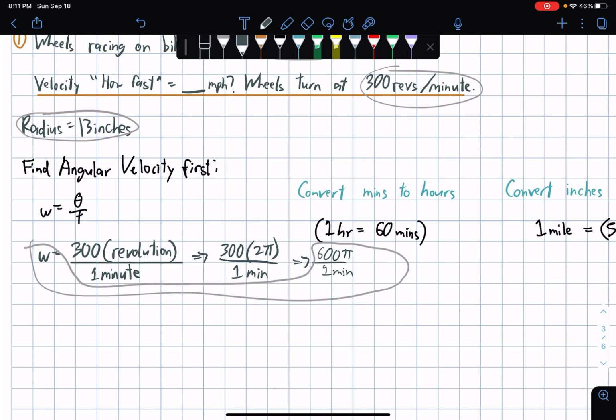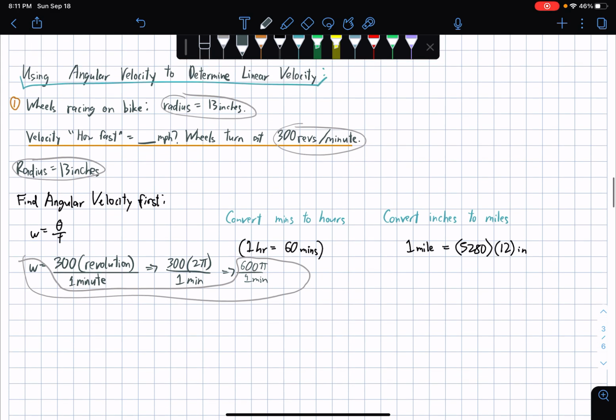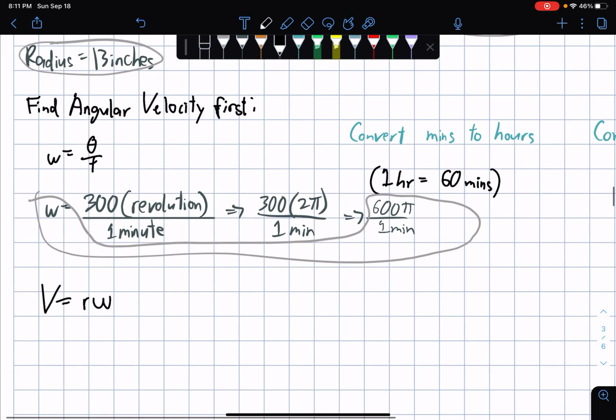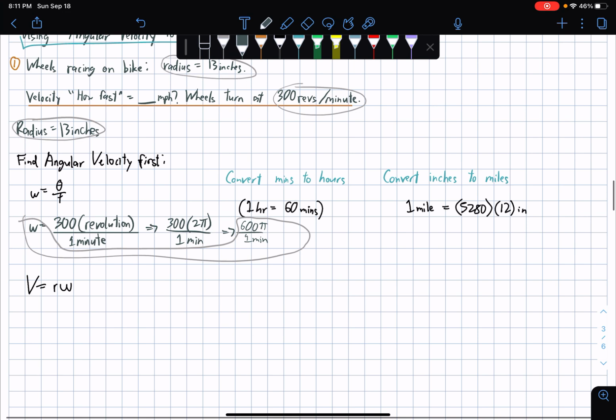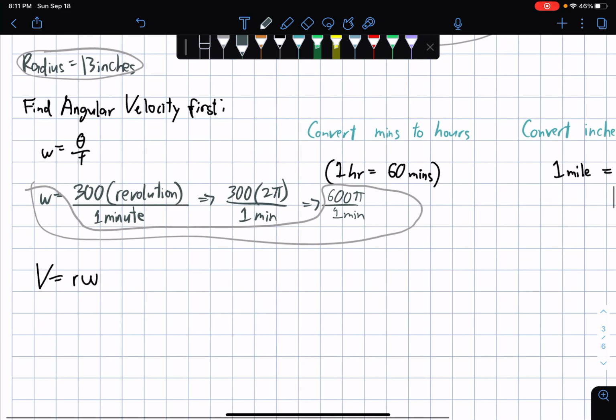But this isn't our final answer yet. Now that we know angular velocity, let's solve for linear. You might ask why we have to find angular velocity first. The reason is we don't know what W is in the formula of linear velocity. W stands for the angular velocity. So V is equal to the radius, 13 inches, times the angular velocity.